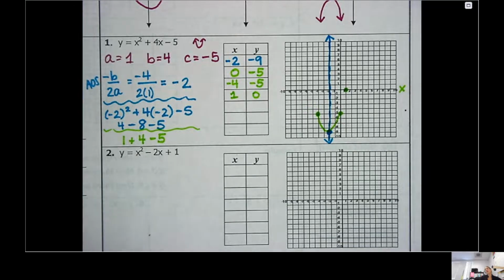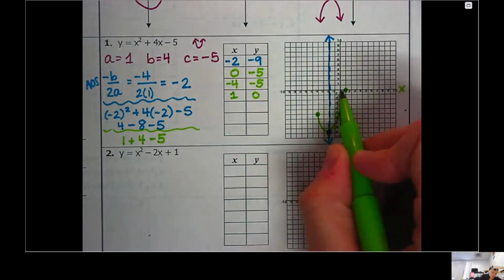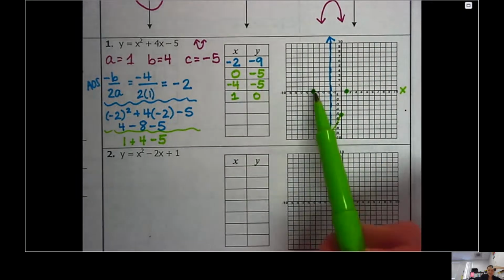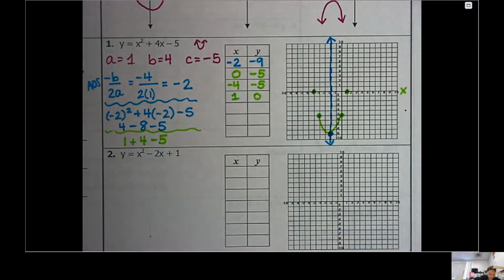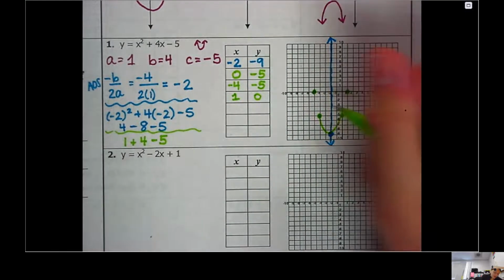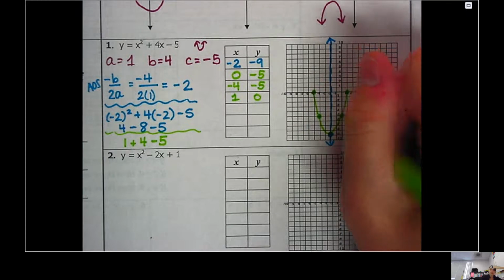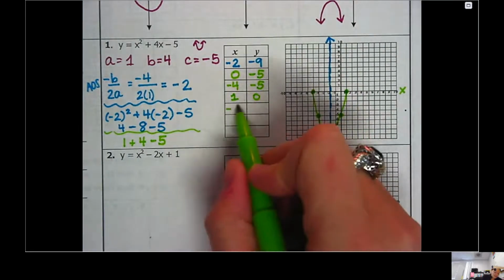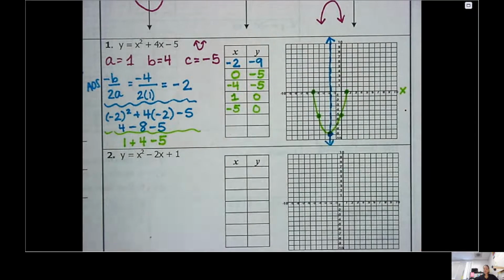Which one would be its mirror point? 1, 2, 3. Whoa. 1, 2. What number is that? That is not -4. Oh wait, yeah, -5. Counting's hard. -5, 0. Okay. So your solutions are the 2 points that are on the x-axis.